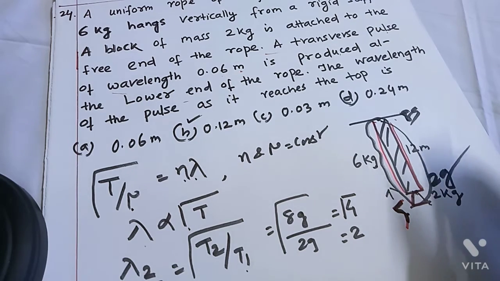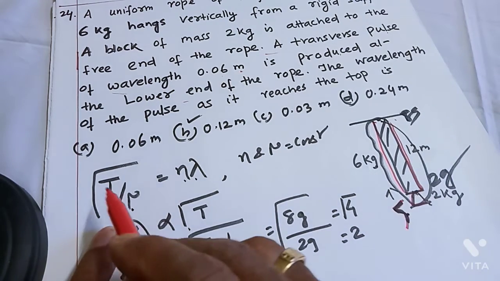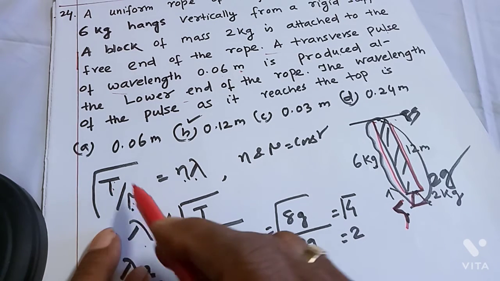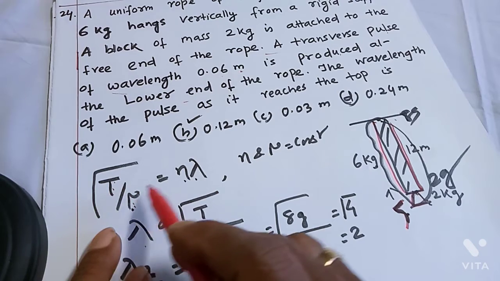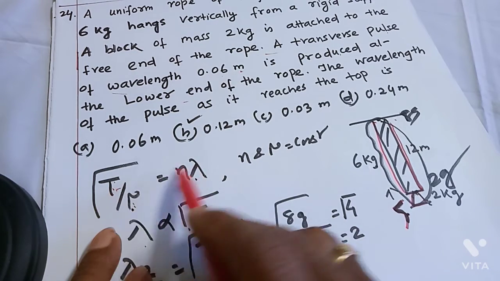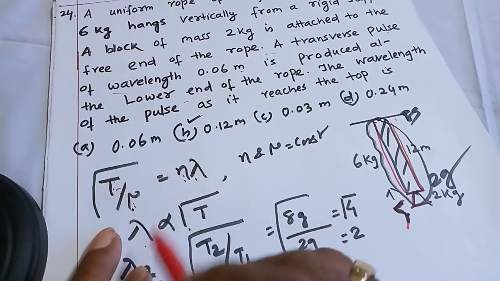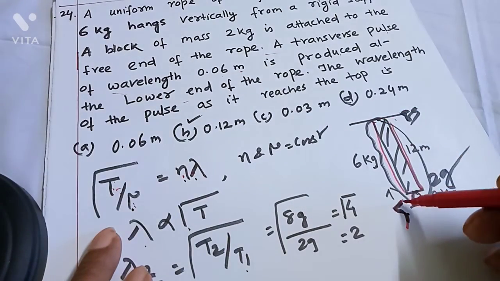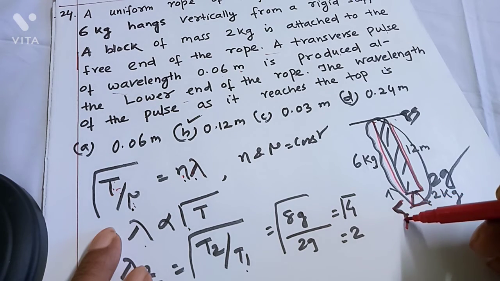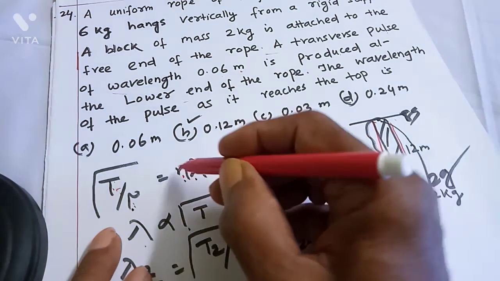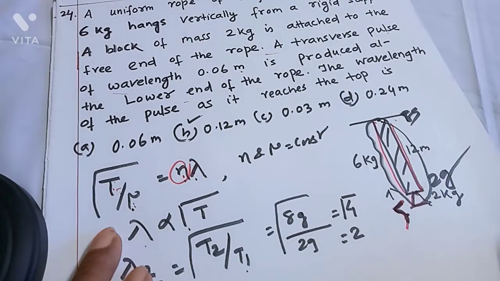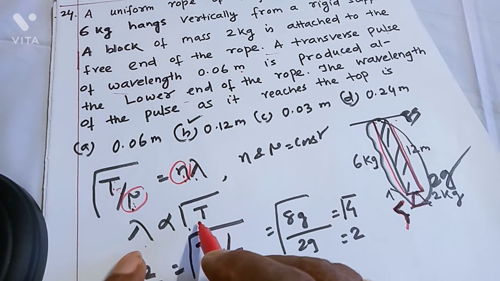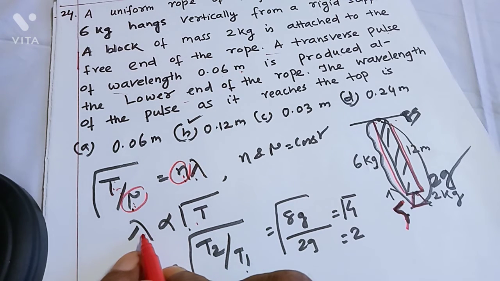Now, for the velocity of a transverse wave in a string, we know V equals square root of T by mu. T is tension, mu is the mass per unit length. This velocity is equal to frequency into wavelength. Now, analyze this formula: frequency remains constant, because it is the same as the frequency of the source which produces the transverse pulse. So n is constant, and mass per unit length is constant. So the square root of tension is proportional to wavelength.